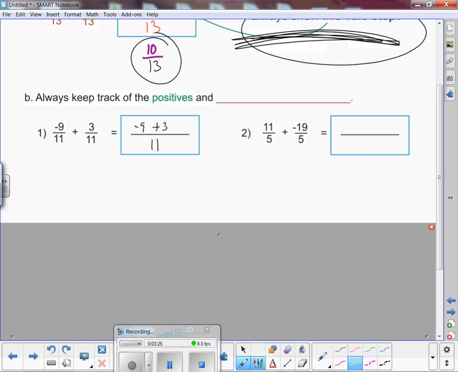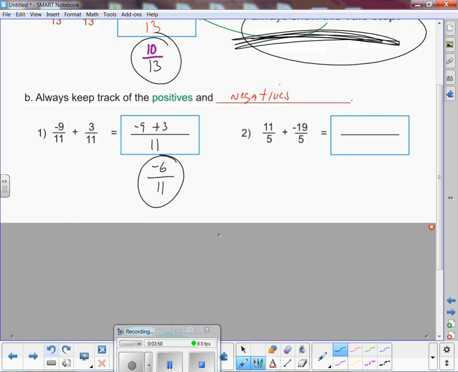So let's go back here and catch this blank. Always keep track of your positives and negatives. Now we've done this and you guys are good at your positives and negatives by now. So you look at this and say 9 negatives and 3 positives is going to leave you 6 negatives. We put that over the common denominator of 11 and you get negative 6 elevenths.